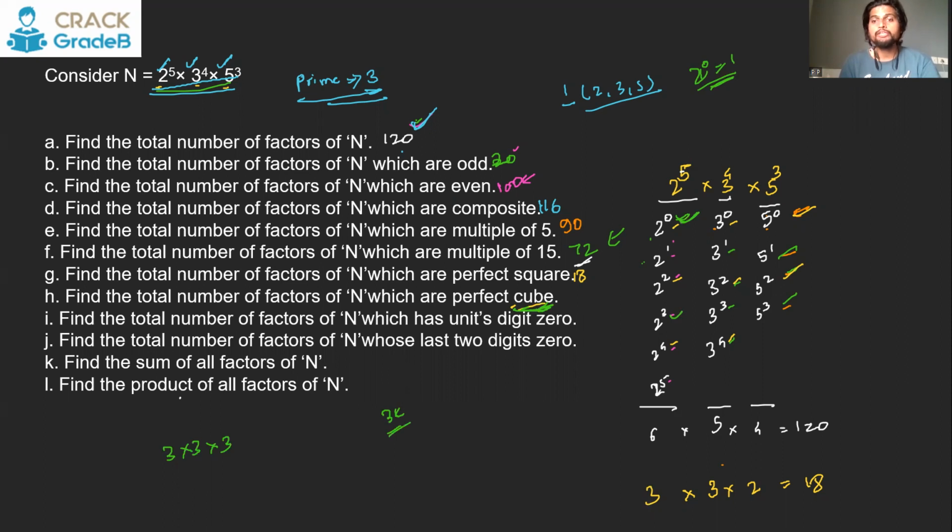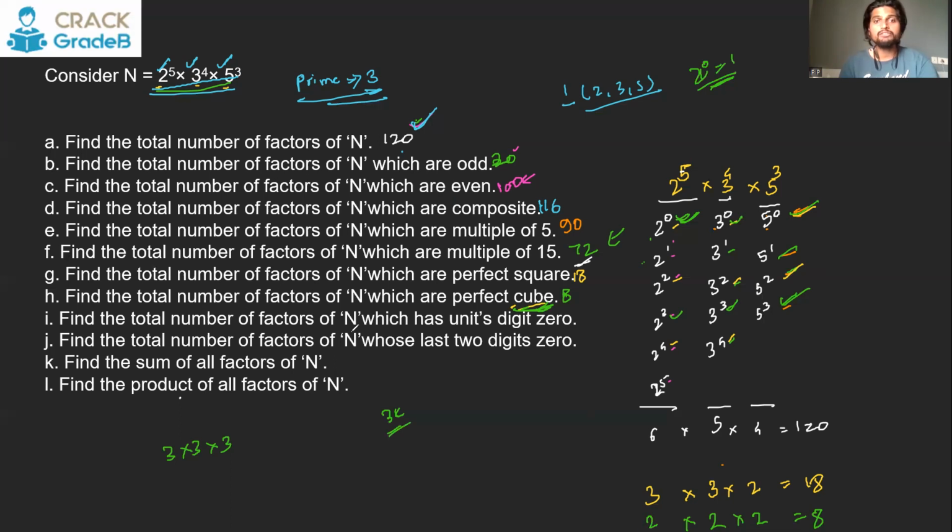So we have only 2 choices to pick from the power of 2's. From the 3's, 3 raised to power 0 is allowed, 3 raised to power 3 is allowed. So here also we have 2 choices. From the 5, 5 raised to power 0 and 5 raised to power 3, these 2 are allowed. So 2 into 2 into 2, there will be total 8 factors which are going to be the cubic numbers.